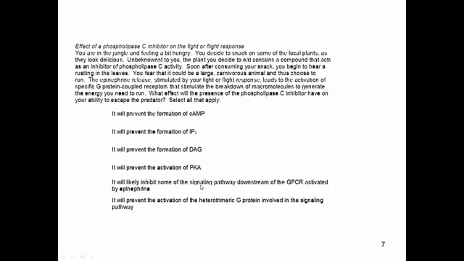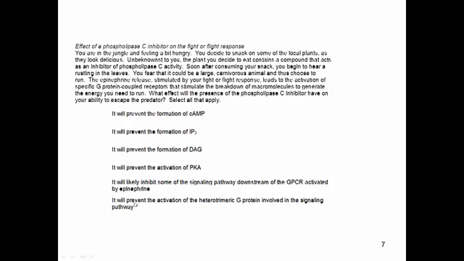Will it likely inhibit some of the signaling pathways downstream of our G protein coupled receptors activated by epinephrine? Yes, because we saw two effector proteins: one is adenylate cyclase, which forms cyclic AMP, and two was phospholipase C. So it'll affect the phospholipase C pathways, but not the adenylate cyclase pathways. So yes, it will inhibit some of our signaling pathways, but not all of them because adenylate cyclase is still functional.